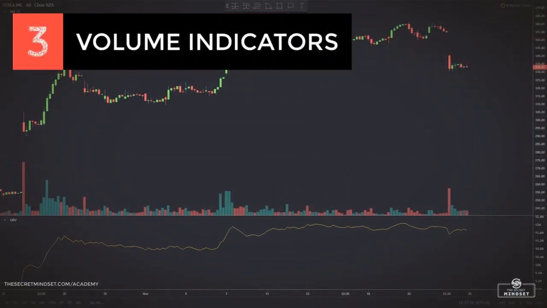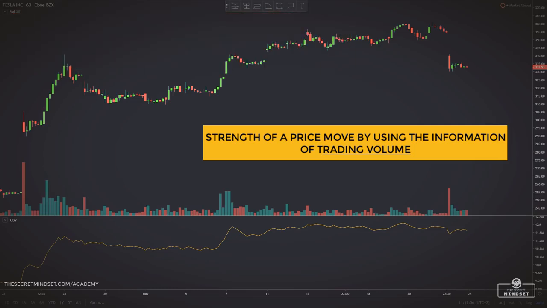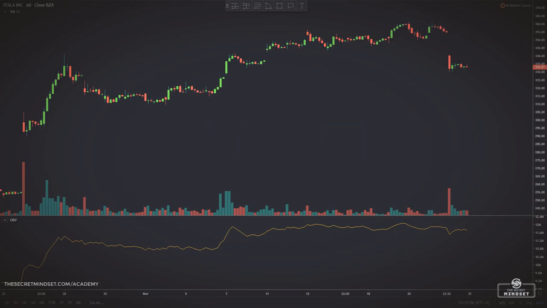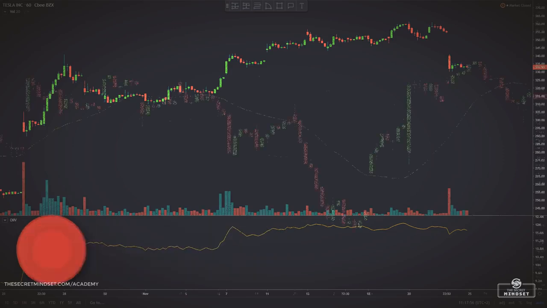Volume indicators measure the strength of a price move by using the information of trading volume. While volume indicators are very popular among stock traders, Forex traders can't take much advantage of them, since there are no reliable measures of trading volume in the currency market. Popular volume indicators are the on-balance volume and the Chaikin oscillator.